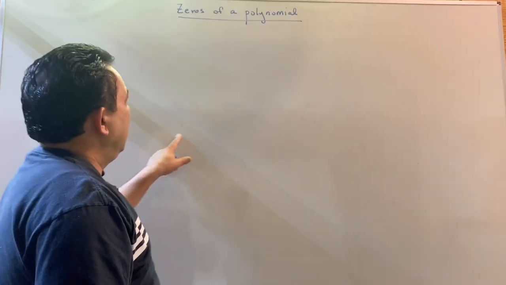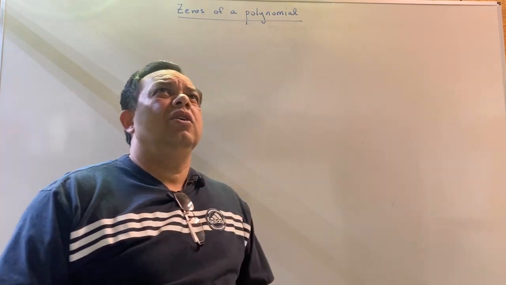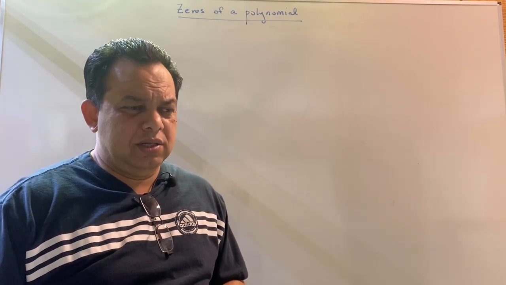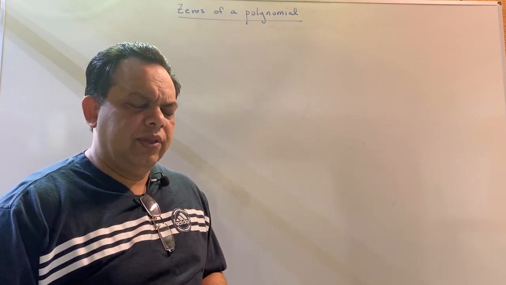Hello there. Today we'll look at zeros of a polynomial. What do we really use, or how does it help us? And why do we need to find zeros of the polynomial?